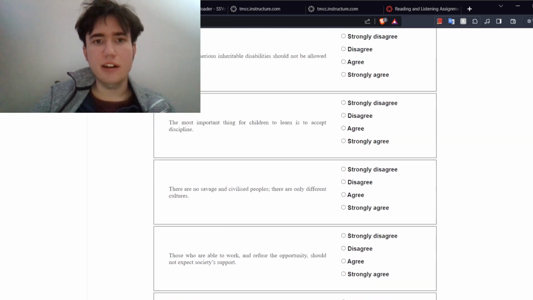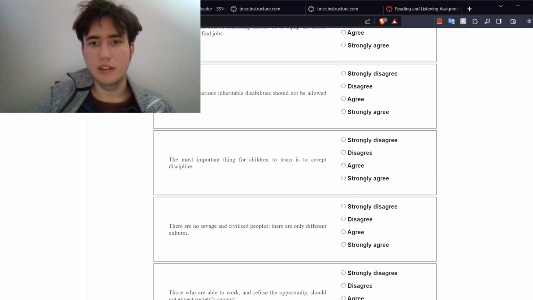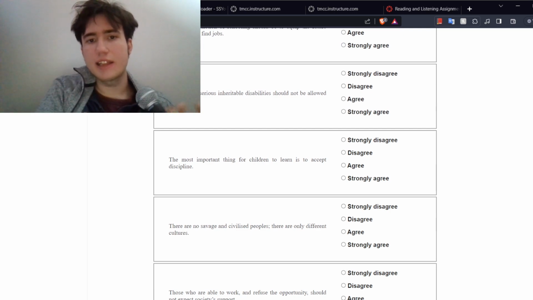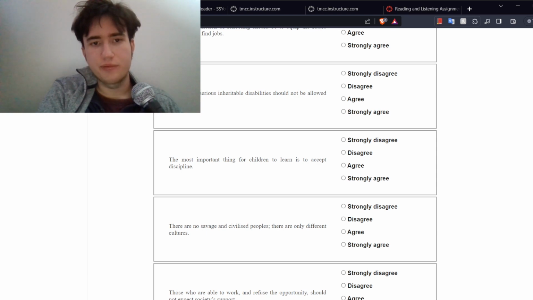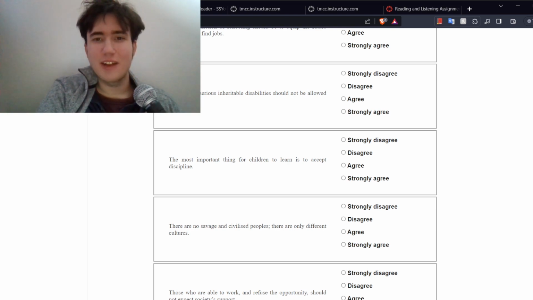People with serious inheritable disabilities should not be allowed to reproduce. So this is eugenics. And I think it's weird how touchy we are about the idea of the government telling you can't have a kid. It's weird that we consider it a basic human right to have a kid. Like, why exactly? Because you don't have to do anything to have a kid.